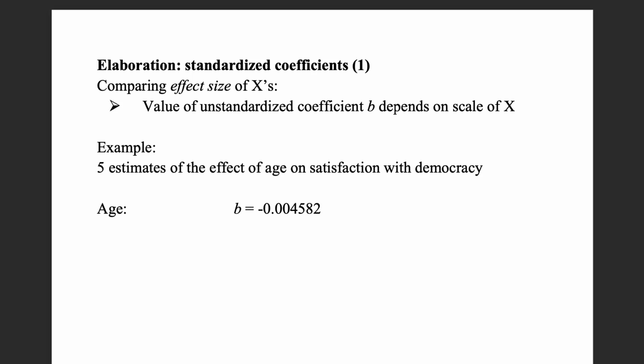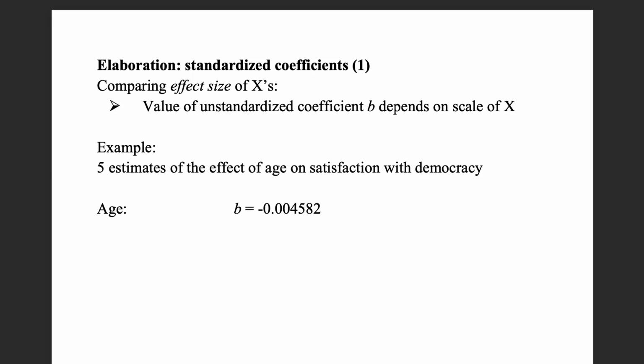This is something that I actually did with some old version of the European Social Survey data. I estimated the effect of age. Remember, age is measured in years in the ESS. So for each respondent in our data set, we have a value for age indicating how old they are in years. I estimated a regression model with age as the independent variable, and the dependent variable was satisfaction with democracy. So I was trying to explain differences in satisfaction with democracy by looking at differences in age.